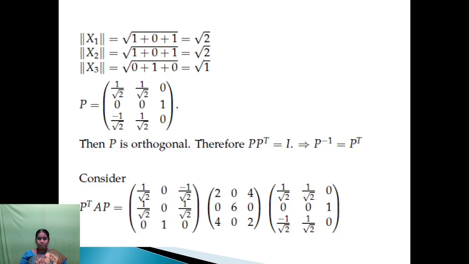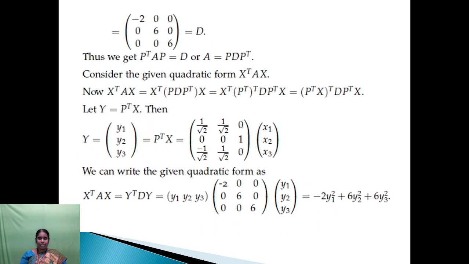Now consider P transpose A into P. On multiplying the 3 matrices, we obtain the matrix minus 2, 0, 0, 0, 6, 0, 0, 0, 6, which is nothing but the diagonal matrix. Thus, we get P transpose AP as D. Therefore, A is nothing but P into D into P transpose.